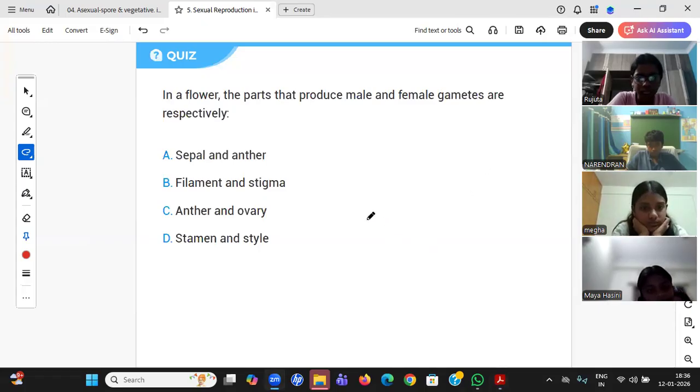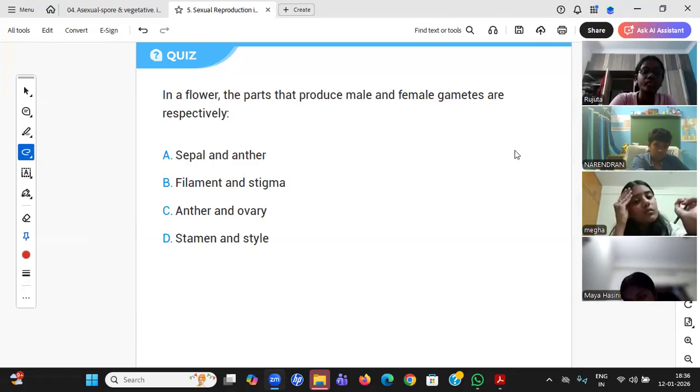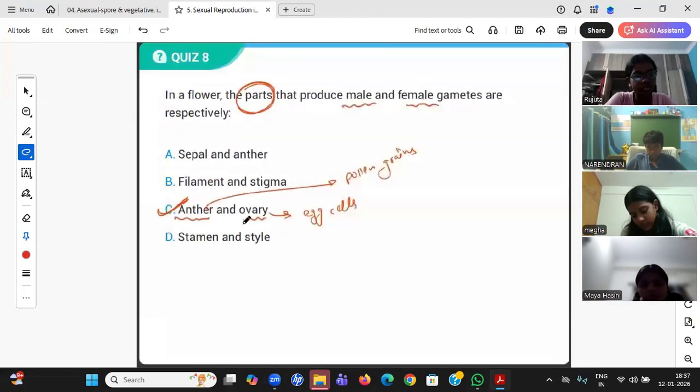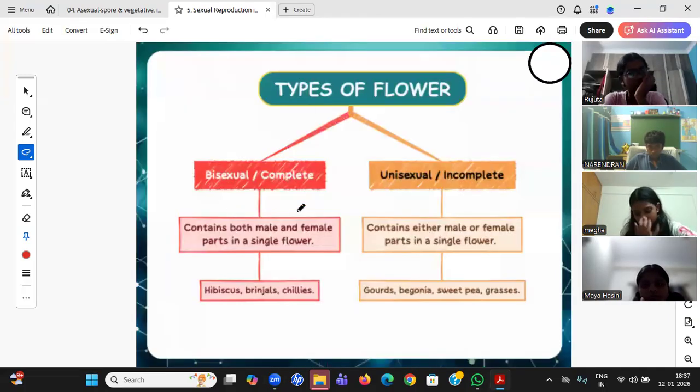In a flower, the parts that produce male and female gametes are respectively... Maya right, Megha right, Narendran right, and Rujuta is also right. Answer: pollen grains, ovary, egg cells. Okay, yeah. So with that, we have finished this particular part of the plants, parts of the flowers.